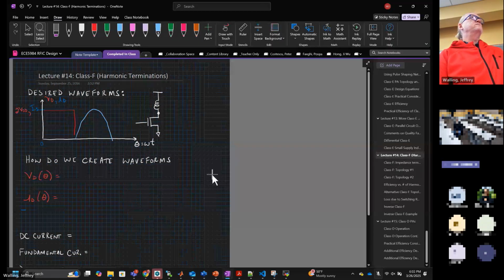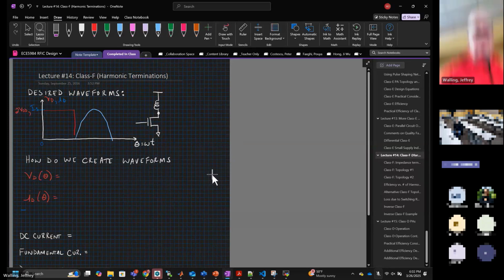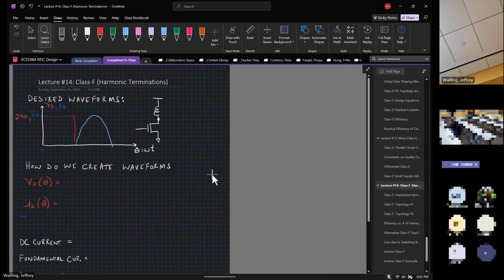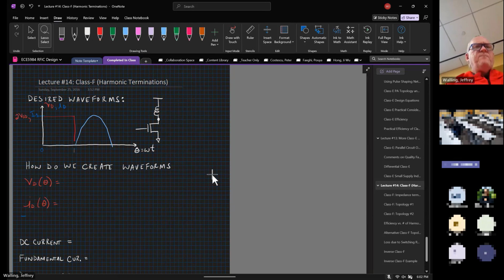Let's go back to class F. Okay, so the class E waveform, I think somebody asked me the other day, how do they dictate, or what came first, maybe the waveform or the network. I'm not sure. A lot of people that came up with these things initially were just tinkerers. They would play around with stuff and get it to work, and then go and figure out why it worked. So I don't know.